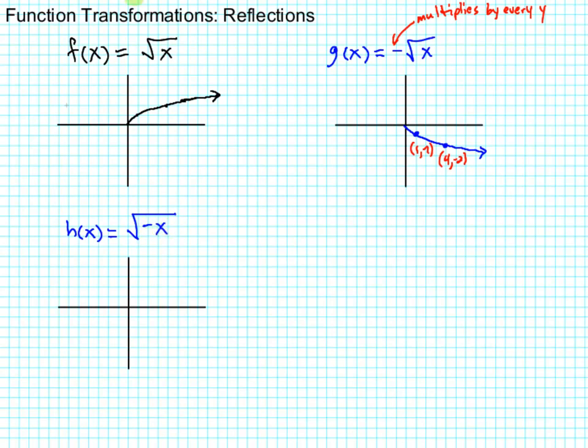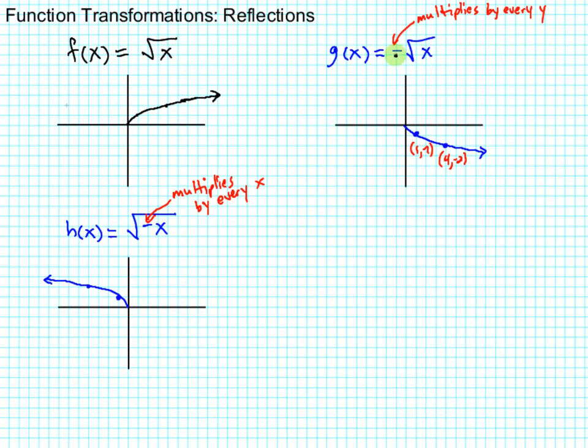So this negative in here multiplies each x value by negative. So this negative multiplies by every x. So up here you've got the ordered pair (1, 1). Down here you'd have the ordered pair (negative 1, 1). And up here you've got the ordered pair (4, 2). Down here you'd have the ordered pair (negative 4, 2). And so you can see that the graph would end up looking something like this. And so this graph is a reflection over the y-axis of the initial graph.